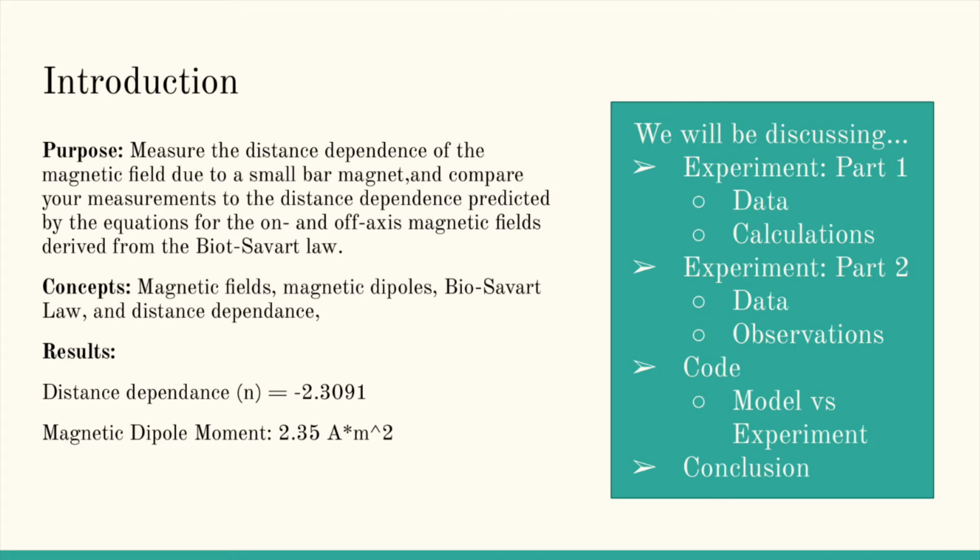My results by the end of the lab were a distance dependence of negative 2.3091 and a magnetic dipole moment of 2.35 ampere square meter. As I go through this lab, I will be discussing the first part of the experiment, including its data and calculations, the second part of the experiment with its data and lab observations, the code, model, and its comparison to the data, and lastly, some concluding questions.